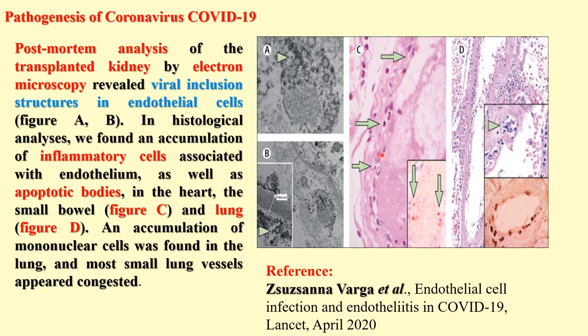What I'm showing you in this slide is a continuation in describing the pathogenesis of coronavirus COVID-19. I got this image from a paper published recently in the Lancet Journal in April 2020. The title of this paper is Endothelial Cells Infection and Endotheliitis in COVID-19. The authors conducted a post-mortem analysis of a patient who died from infection with coronavirus COVID-19, and they conducted electron microscopy on the kidney of this patient.